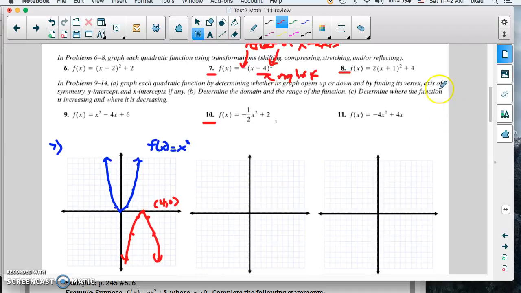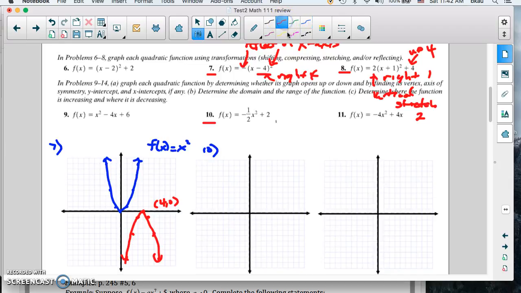Alright, number 10, or let's do number 8. Number 8 has 3 transformations. It has a right 1, a vertical stretch of 2, and up 4. Translation. Alright, so I'm going to leave the blue one here, and we're going to use that for number 10. We're going to base it on the blue one on the other graph.